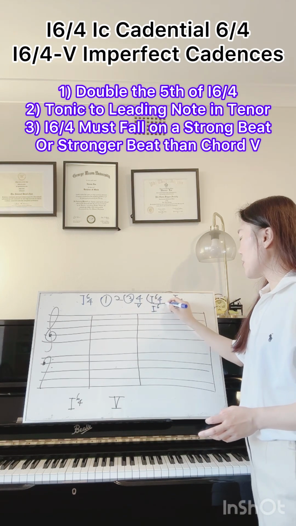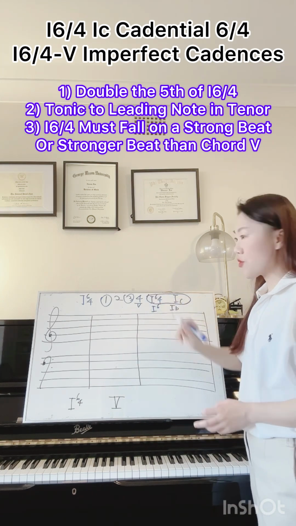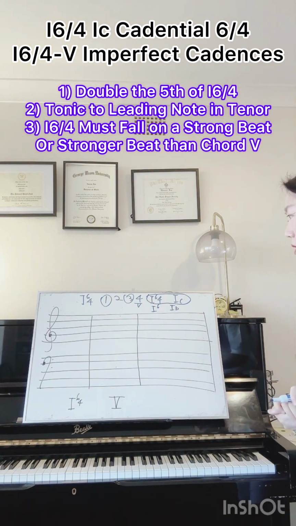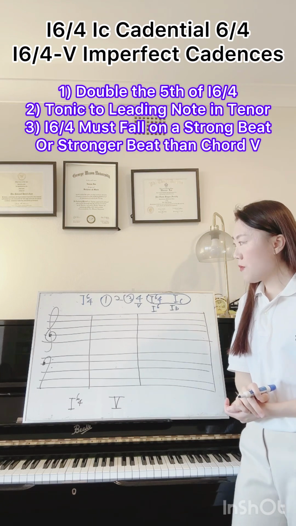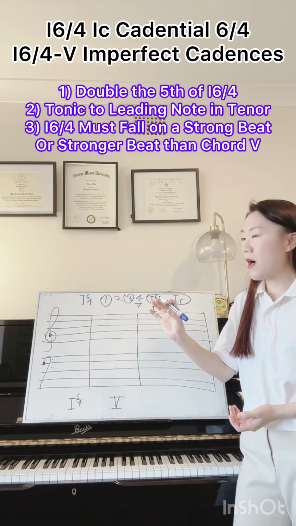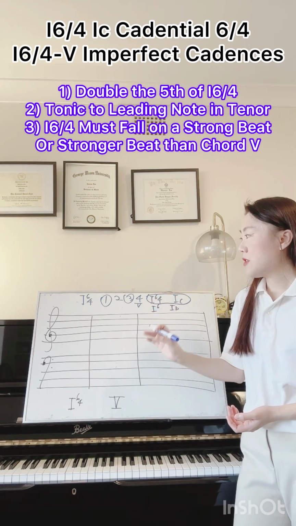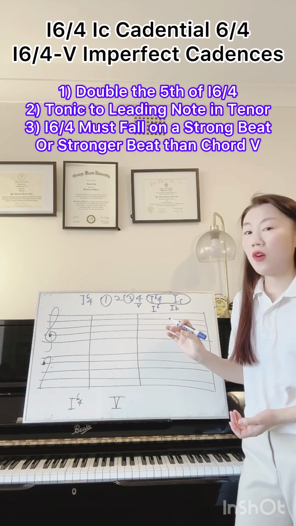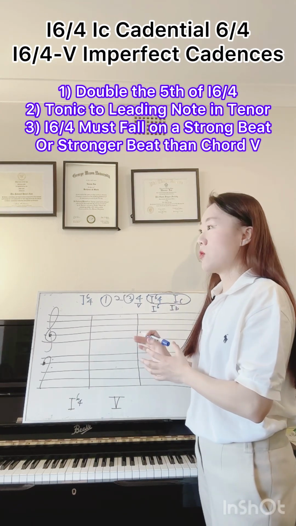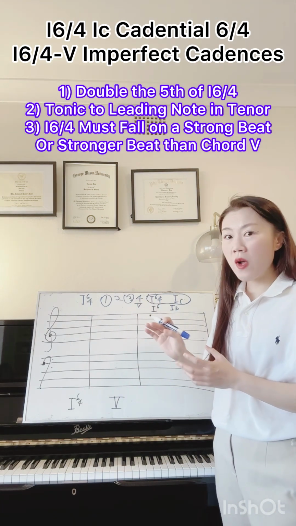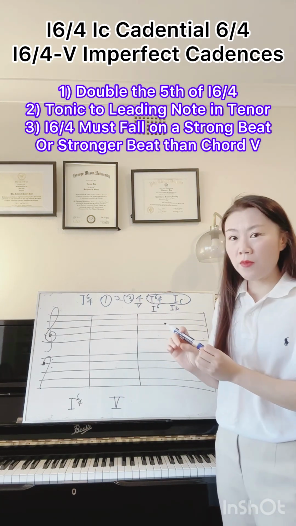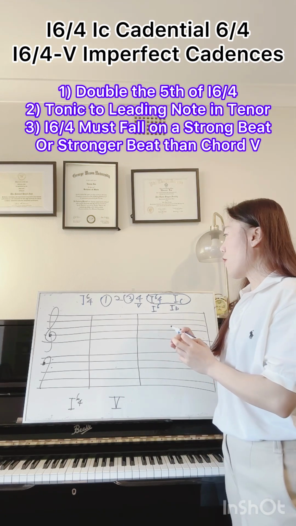So today we're going to talk about 6-4 cadential, which leads to chord number 5. So 1-6-4 is called the 6-4 cadential because it must be followed by other chord to complete. So it cannot exist on its own. It must be followed by other chord to complete. So the main function of cadential 6-4 is to lead to chord number 5, the dominant triad, to form an imperfect cadence.